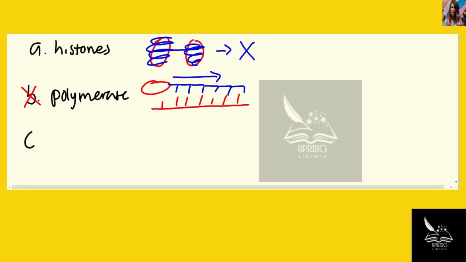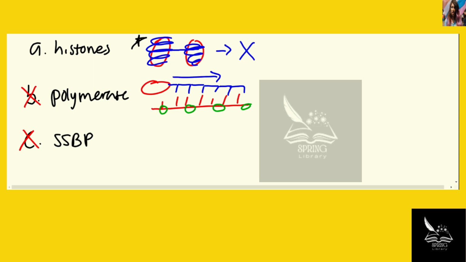Now C, we have single-stranded binding proteins. Now these are the proteins that actually will hold together the DNA in certain parts. It will actually keep it straight because DNA will naturally coil, like in this picture here with the histones. So single-stranded binding proteins bind in specific spots, and they hold the DNA in a straight linear fashion. So C is not the correct answer.